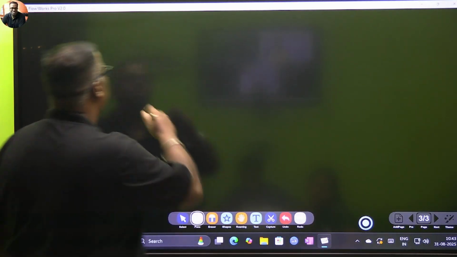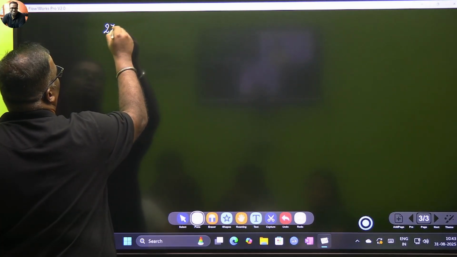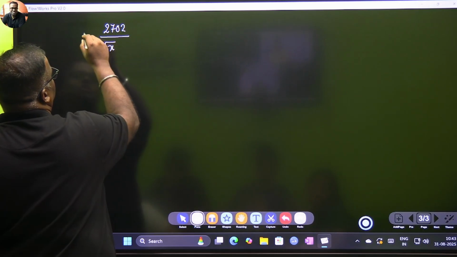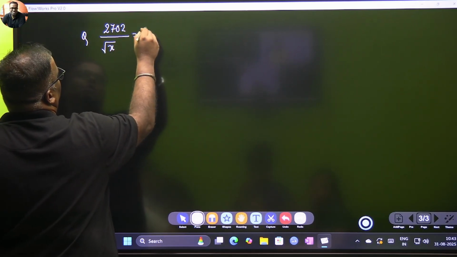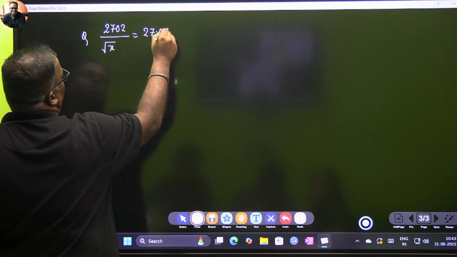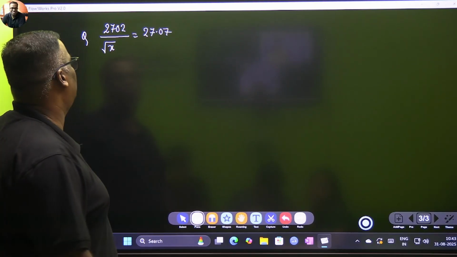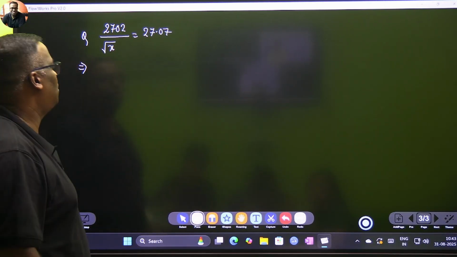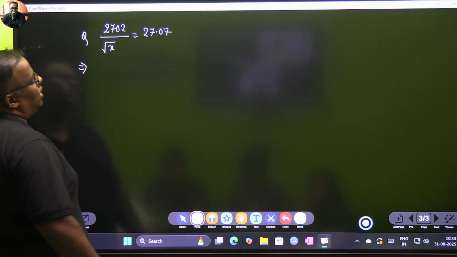2702 by x square, square root of x, equals 27.07. Right? This is our problem. So what do we do here? We have two ways to do this problem. That is, we can square up on both sides.